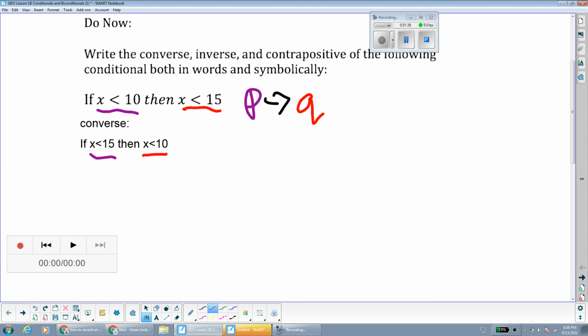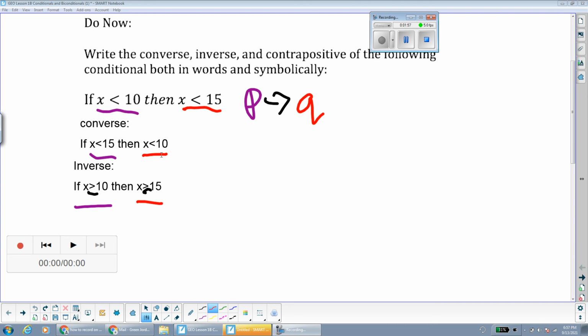Remember, the converse of a conditional statement is when you switch the order of the hypothesis and the conclusion, of the premise and the conclusion. The premise in the conditional is now the conclusion in its converse. The conclusion in the conditional is now the premise in its converse.